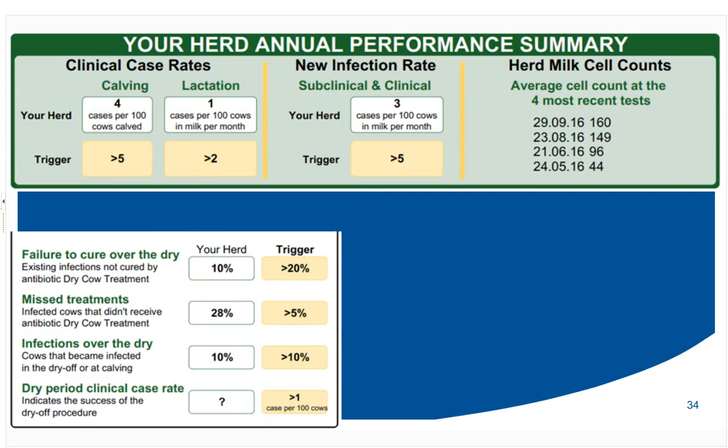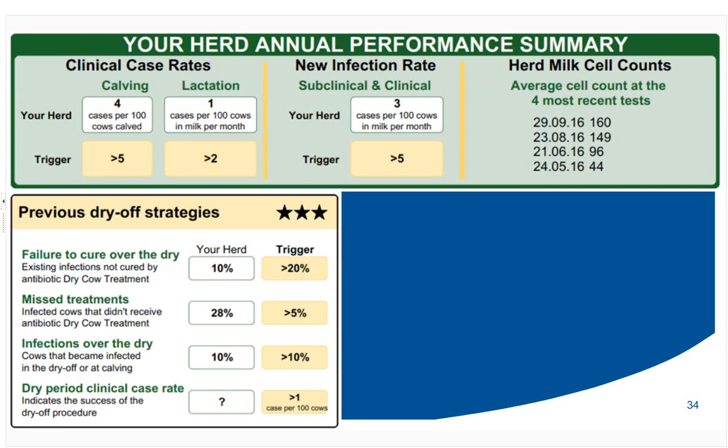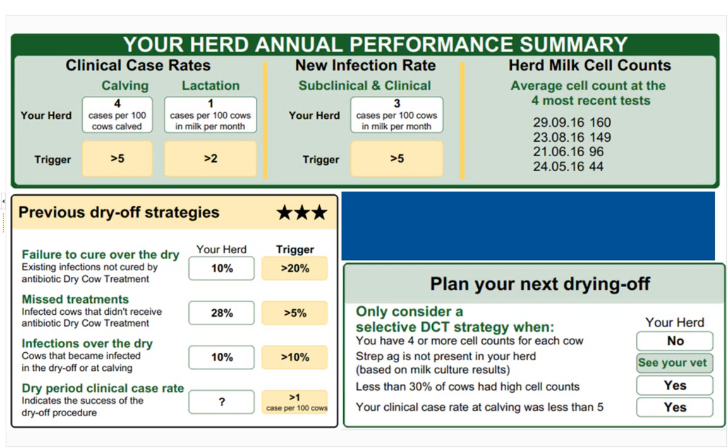Other things that you can see in the mastitis focus report are looking at failure to cure over the dry period, infections over the dry period, and dry period clinical case rate, as well as in the bottom right-hand corner of the mastitis focus report, looking at the next drying off. So I think it says no next to having 4 or more cell counts for each cow, because I think this was generated just a short while ago and a lot of cows haven't had 4 counts in this lactation. So where people do have herd test figures and clinical case information, it makes it a lot easier to do that first question.